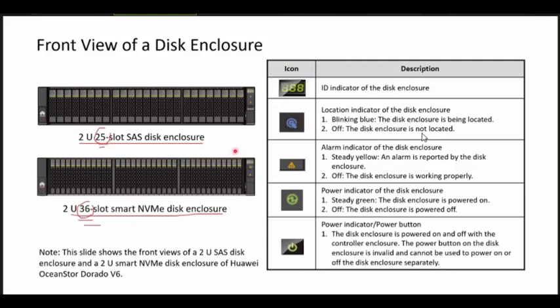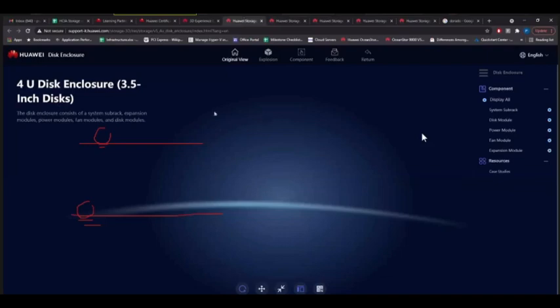Then if you look at 3.5-inch disk enclosures, you'll have 12, 3 per row, 1, 2, 3, right? So that's what I'm trying to show you. If it loads, sadly, it's not loading. Yeah, it's still loading. So I wanted to show you the 3.5-inch disk enclosure.